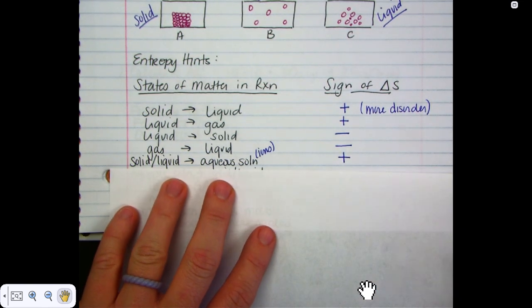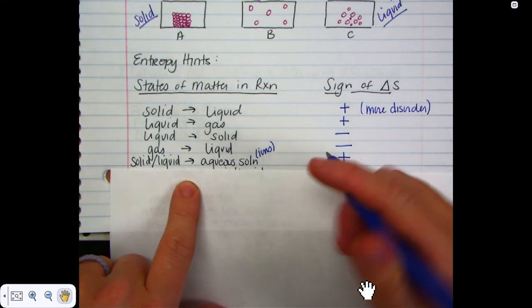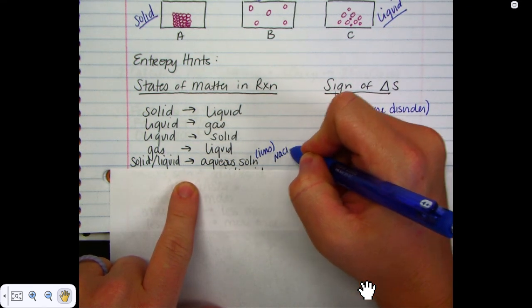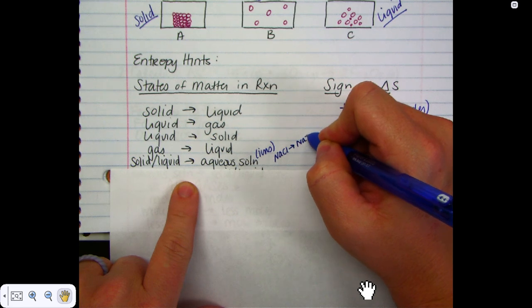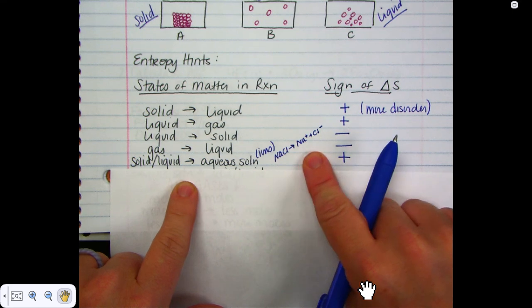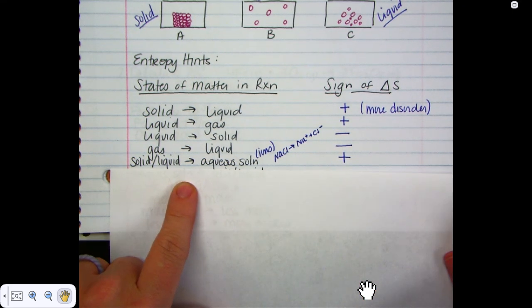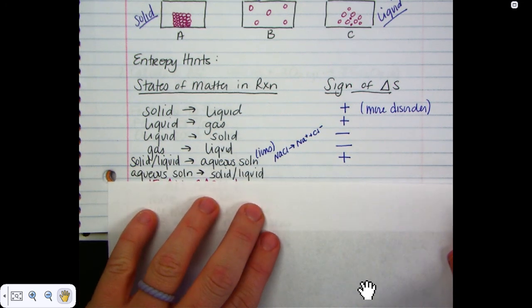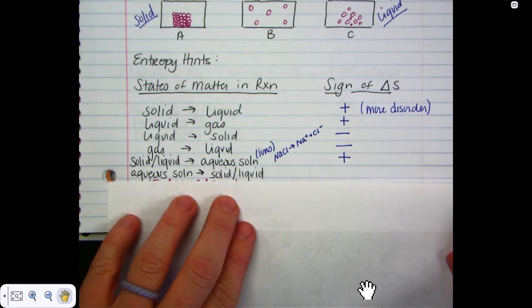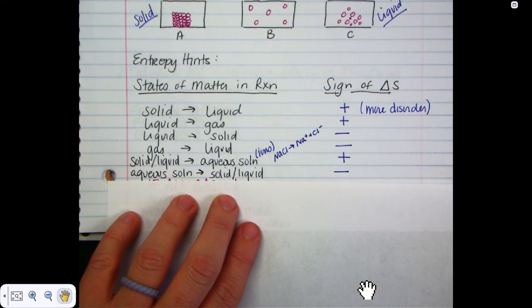So a good example of this would be if I had solid NaCl, table salt, and I put it into water. We know that means the NaCl would come apart into Na+ and Cl-. And so I've gone from having one thing to now having two things, two ions in solution. So it's going to be more disorganized. If I go the other way, from an aqueous solution down to liquids or solids, I'm going to be less disordered. I'm going to be more organized. I'm going to be more condensed in my state.